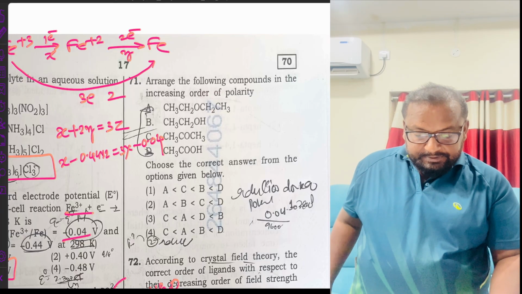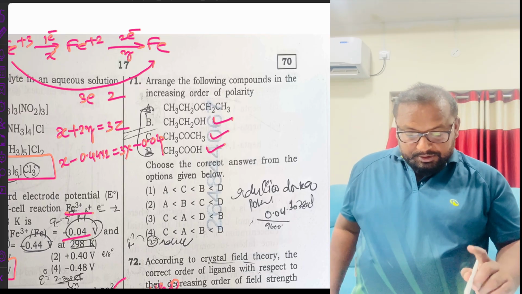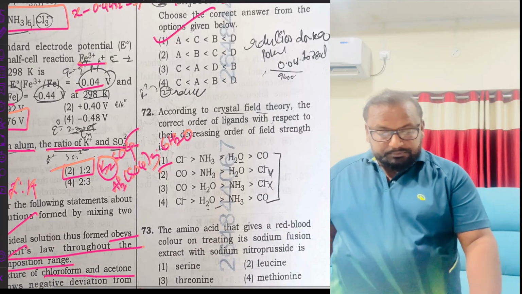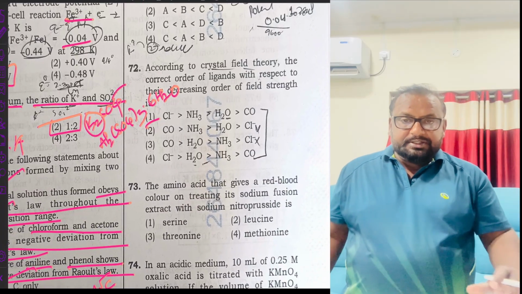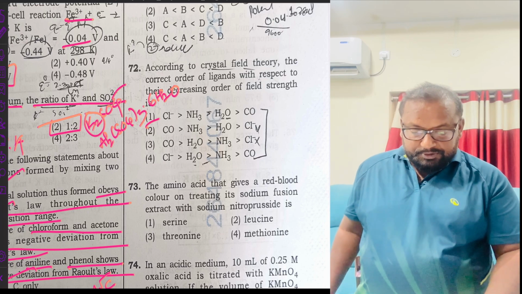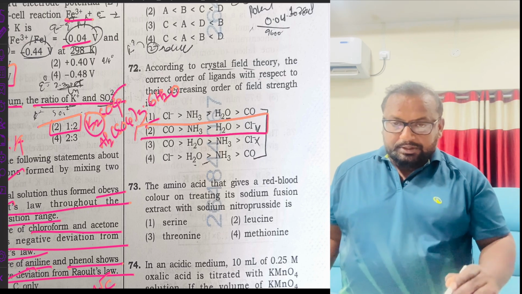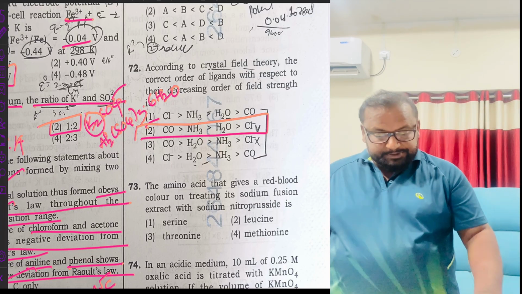Carboxylic acids followed by alcohols followed by ethers. So DBCA, the first option. According to, again, a direct question on crystal field stabilization and ligand strength. So of course cobalt, ammonia, H2O ligand. Carbon monoxide followed by ammonia, H2O and Cl minus.